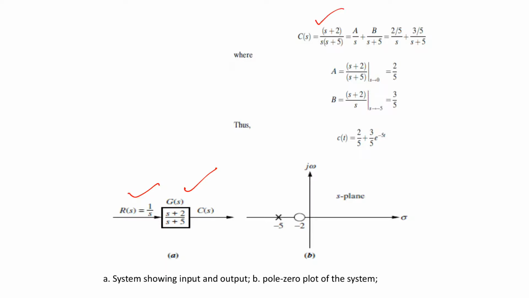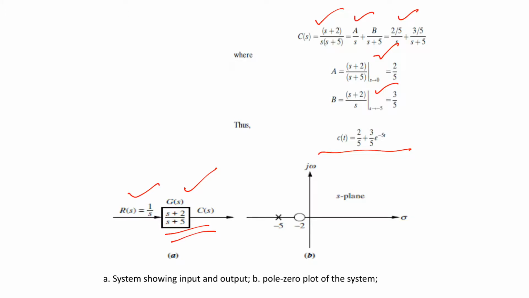So C(s) in this case is equal to R(s) times G(s). Solving by using the partial fraction expansion as we have discussed in the last chapter, and finally using the inverse Laplace transform, we will get 2 by 5 plus 3 by 5 e to the minus 5t. Now this transfer function G(s) we will plot on the s plane.